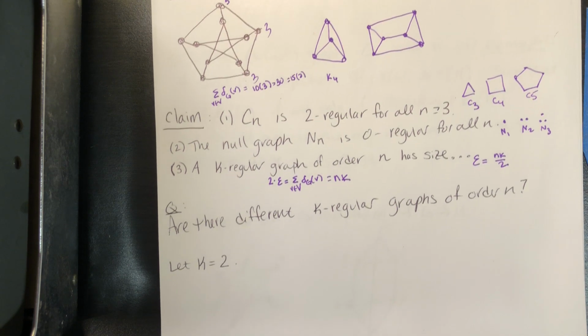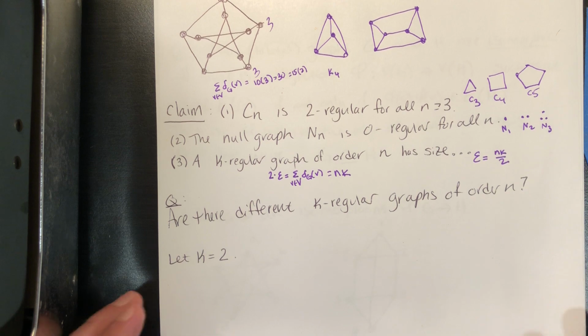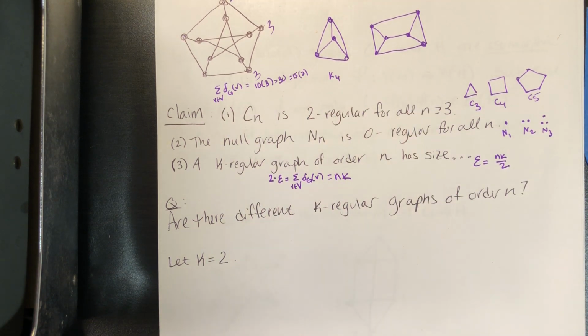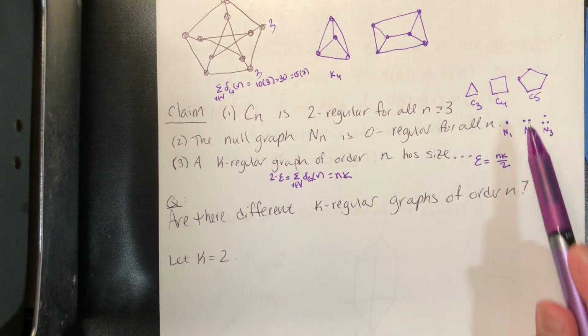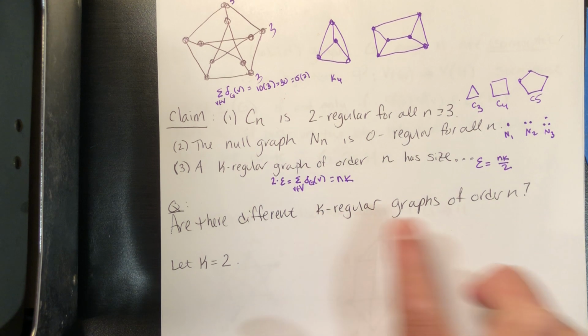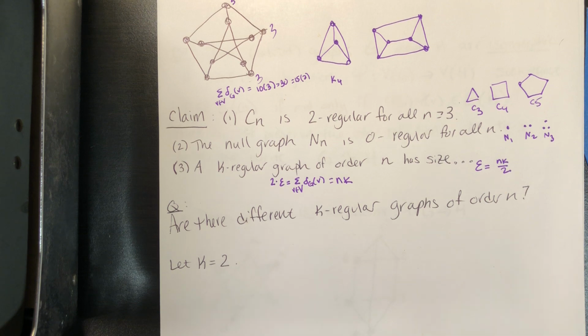Okay, and so we've seen some different examples of various 2-regular graphs, and we've seen some examples of various 3-regular graphs up here, examples of 0-regular graphs. But is it possible that there are different k-regular graphs that have the same order? In other words, if we fix k and we fix n for some particular k and n, could you come up with different examples of k-regular graphs of order n?